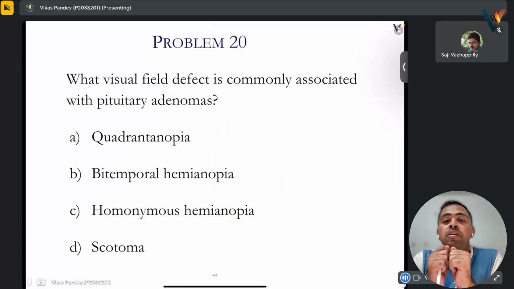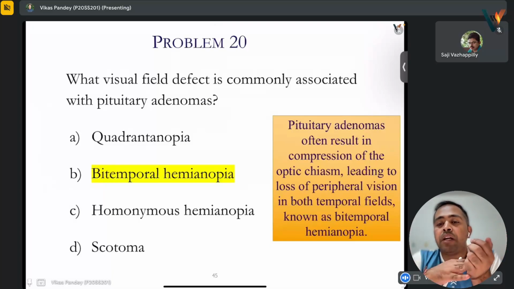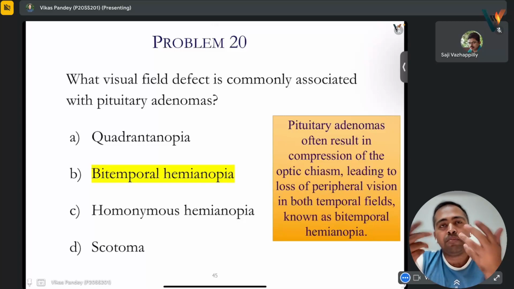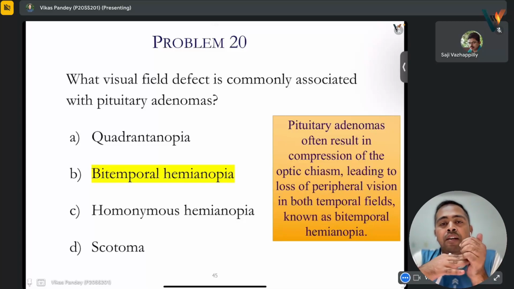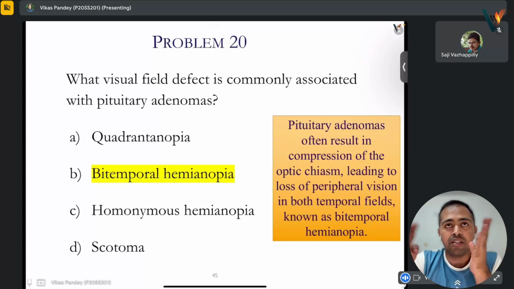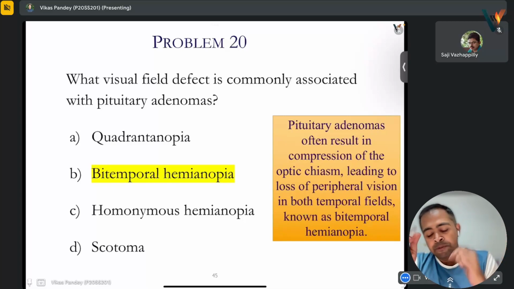What visual effect is commonly associated with pituitary adenomas? Bitemporal hemianopia, okay, which is due to the compression of the optic chiasm, leading to loss of the peripheral vision in both temporal fields, known as bitemporal hemianopia. And this is something that people of old age often suffer. That's why, while driving, they are not able to make out the distance and all, because our stereoscopic vision allows us this distance perception.